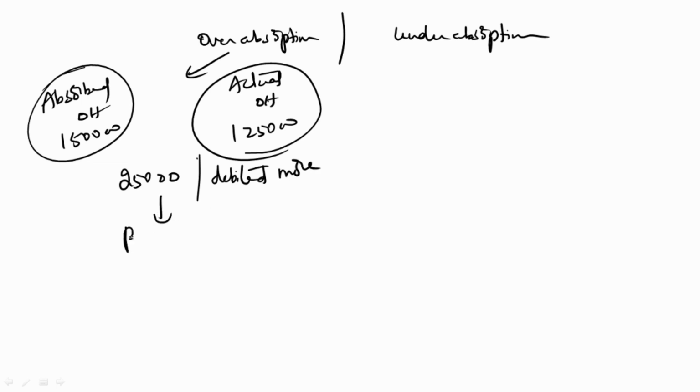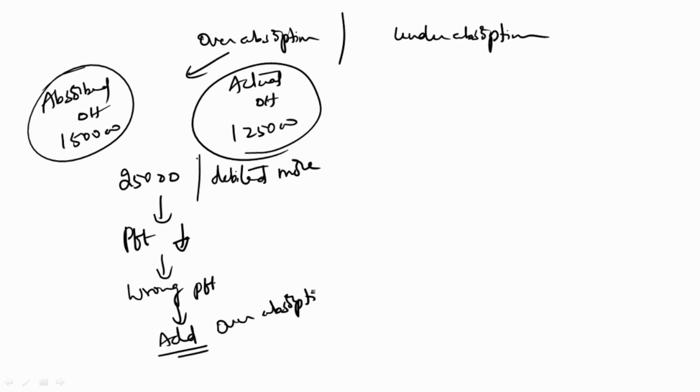So when you have over absorption of 25,000, or you have debited more, what would have happened to your profit? Profit would have got reduced. So this reduced profit is correct profit or wrong profit? Wrong profit. So which means I need to correct this. How to correct this? Add, because it has got reduced. So you need to add what? Over absorption to rectify the error in profit. Are you able to get me?